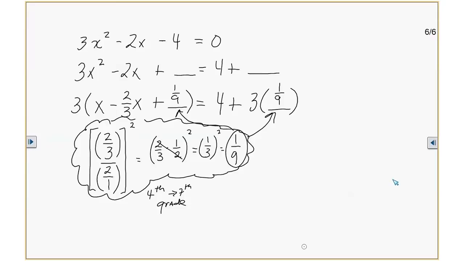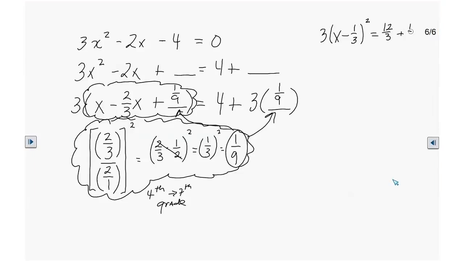So that gives us shortcut number 2, which will be 3 times (x minus 1/3) squared is equal to 3/9, that's 1/3, right? 3/9? I'm asking them. Yeah, I think you're right. Thanks. 12/3 plus 1/3. All right, finish it out.